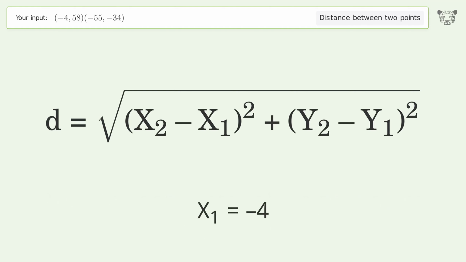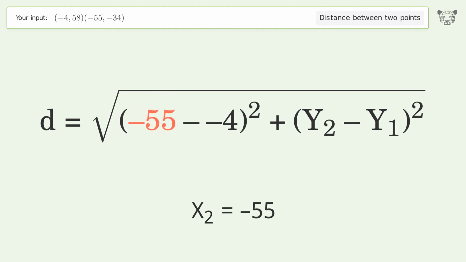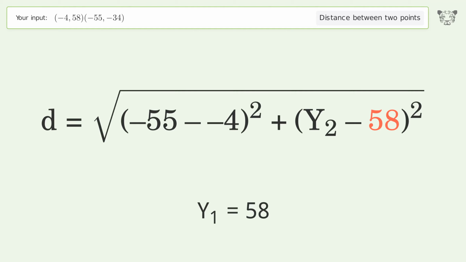x1 equals -4. x2 equals -55. y1 equals 58. y2 equals -34.